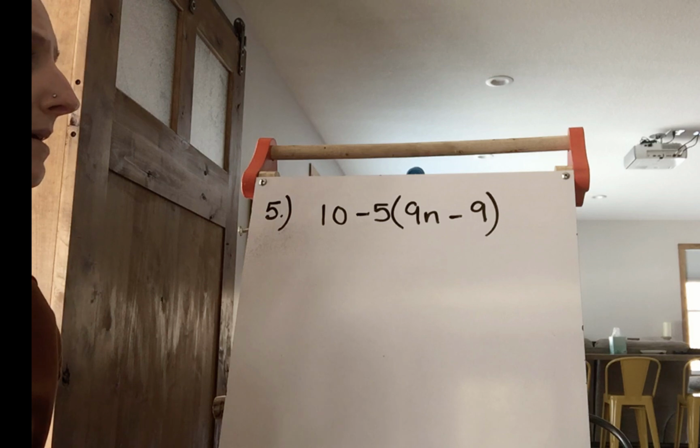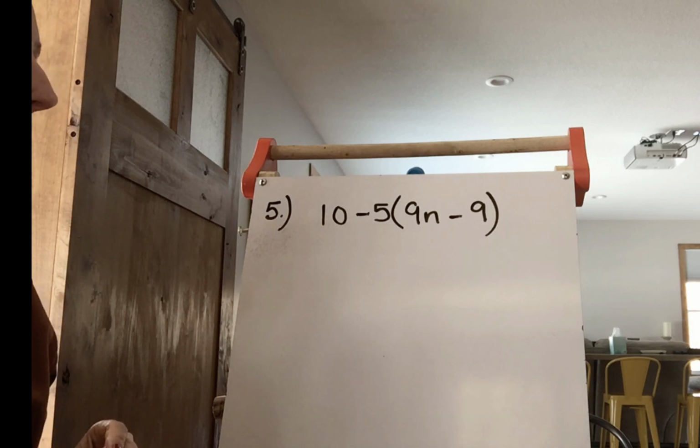We have 10 minus 5 times the quantity 9n minus 9.